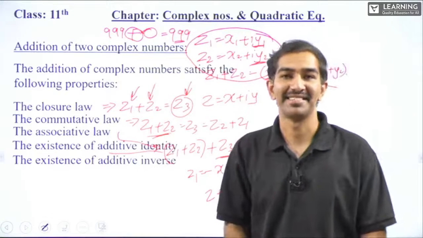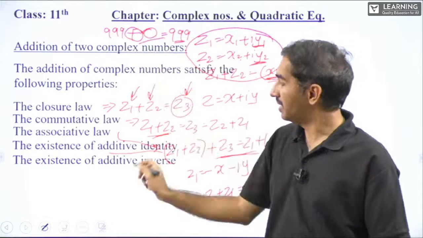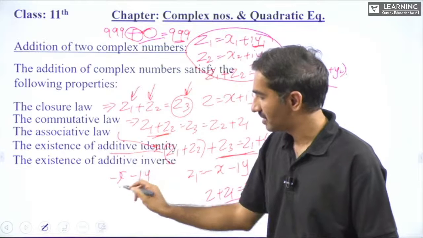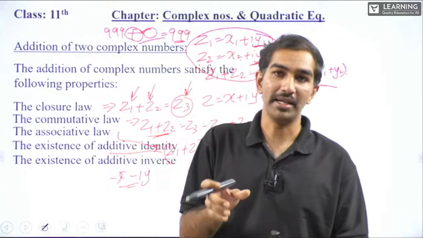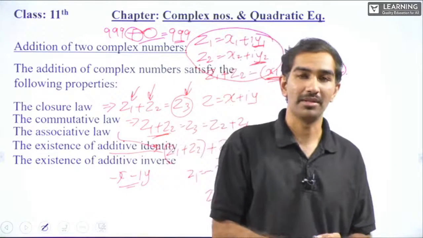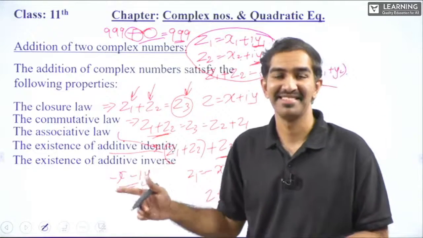Additive inverse. Additive identity. Additive identity is 0. Very simple. Additive inverse is minus x minus iy. This is called as what? Additive inverse, which means if you add the complex number or any given number to its additive inverse, the answer must be equal to 0. So this is called as what? Existence of additive inverse. Understood?